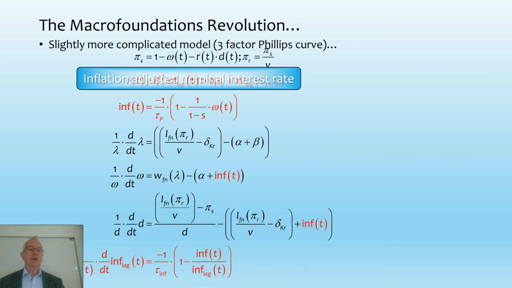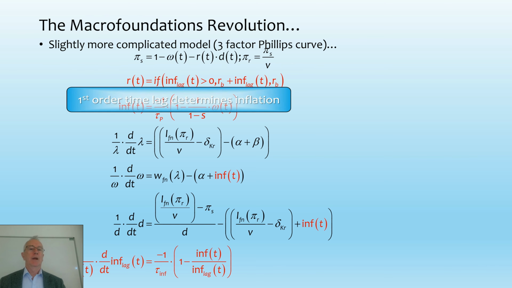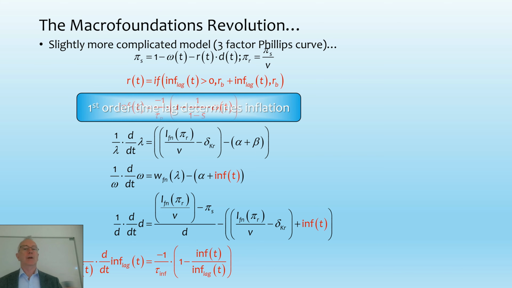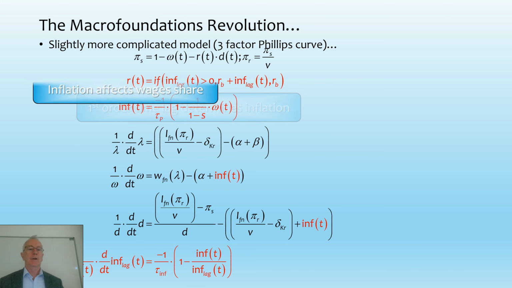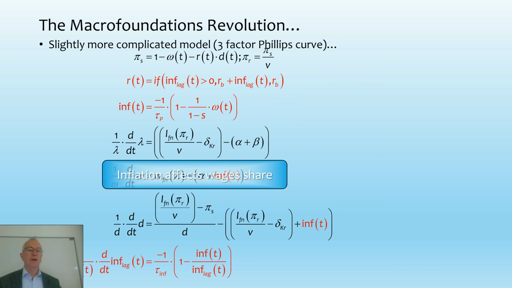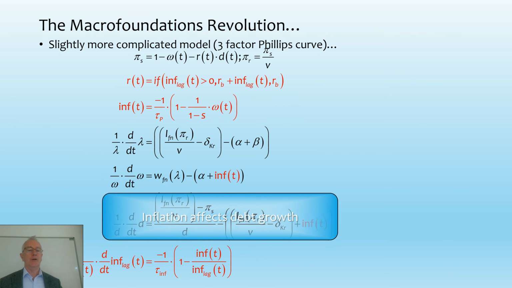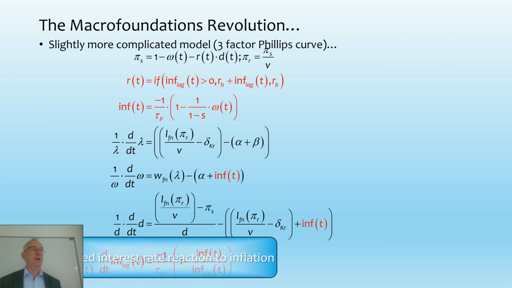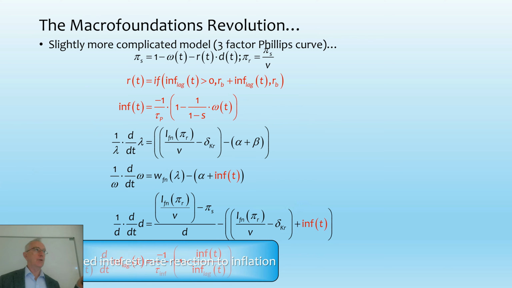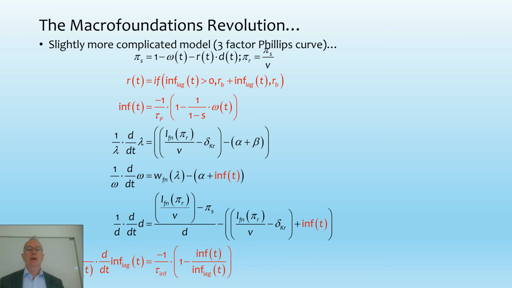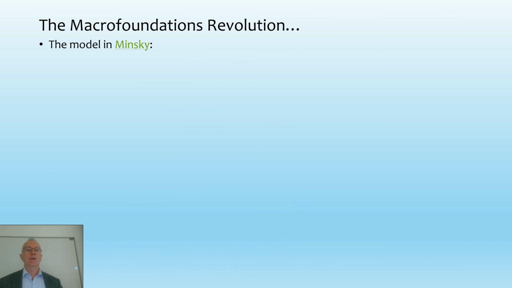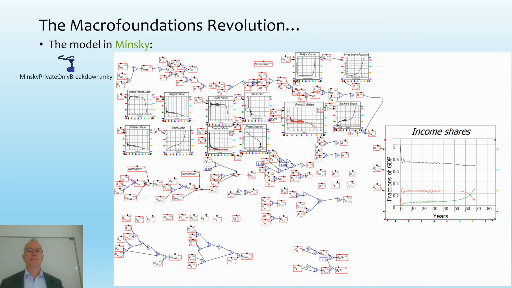So I have an inflation-adjusted nominal interest rate, a time lag determining inflation, as I showed you earlier, the markup equation, inflation affecting the wages share and the debt ratio, and then a lagged response of inflation that I didn't include in that previous model. So I've got an instant response to inflation in the model I showed you a moment ago. This is a lag response. And when you put that all together, you get a model that behaves like this. I'll just bring that up and show it to you.